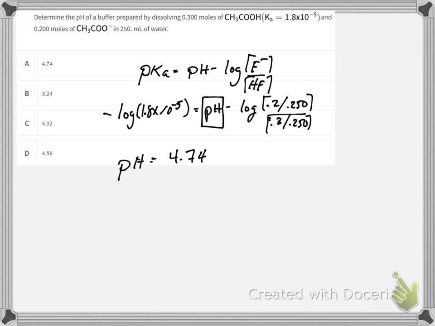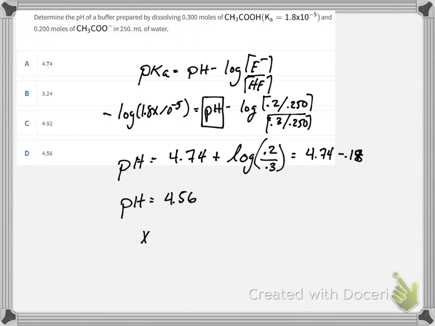All right, so solving for pH, if we take the minus log of 1.8 times 10 to the minus 5, we get 4.74. If we bring over the plus log of 0.2 divided by 0.3, the answer is 4.74 minus 0.18, and the pH is 4.56.